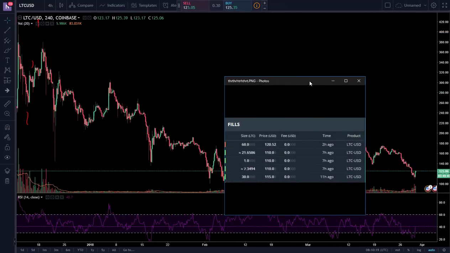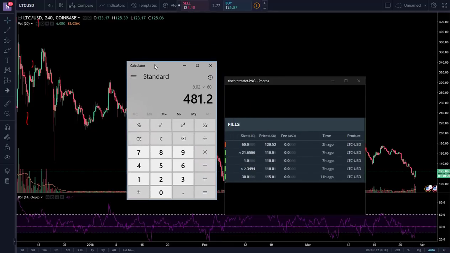I'll go ahead and show you guys. Here are my entries and exits, my fills for this. Don't mind the title, but this is where I got filled up on Litecoin when I took it off, and then it turned into a pretty nice day with a profit there at 481.20. And I love GDAX because you don't have to pay fees.